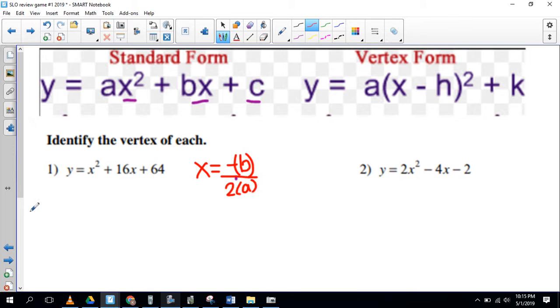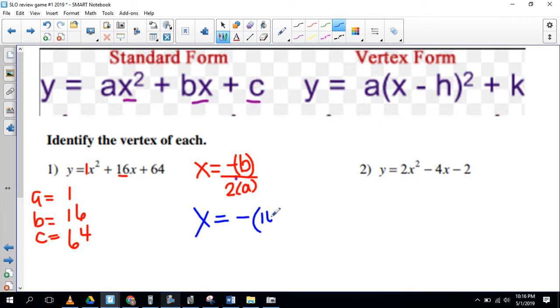And then we just label our a, b, and c. A is going to be in front of the x squared, so it's understood to be a 1. B is in front of the x, 16. C is 64. And so all we're going to do is just plug it in. X equals, we got a negative, and our b was 16, divided by 2, and we got an a of 1.